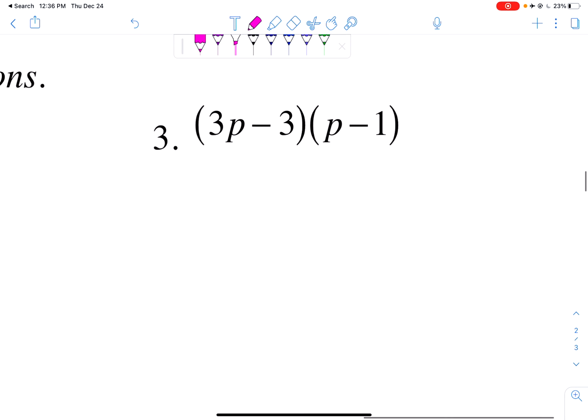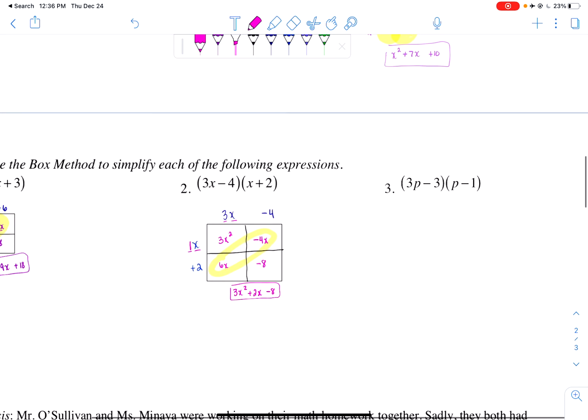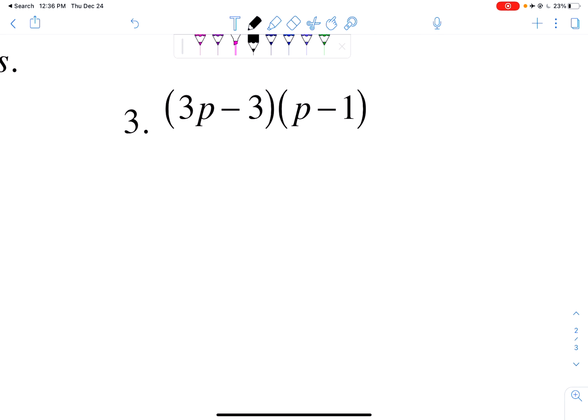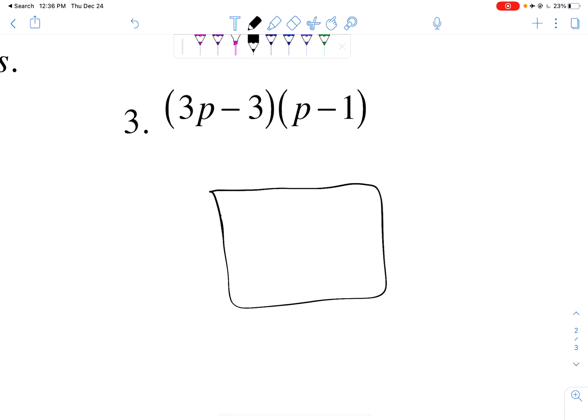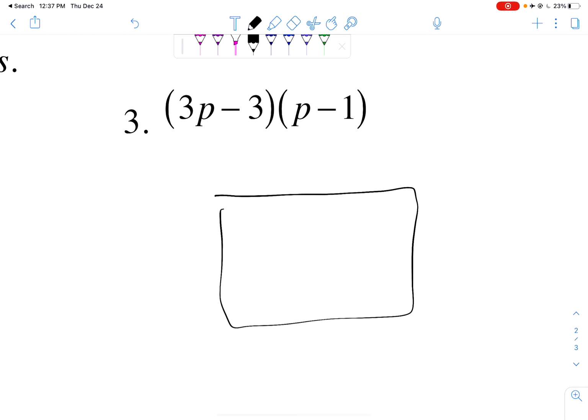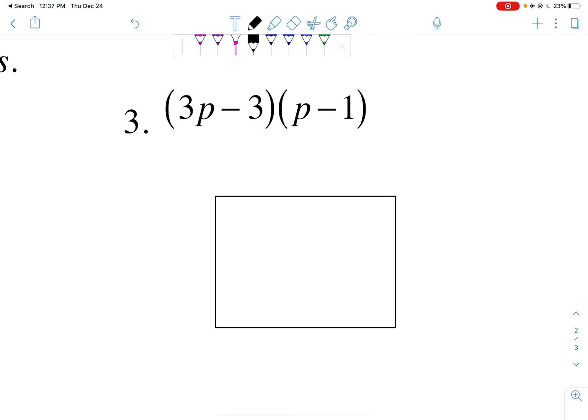Last but not least, I have 3p minus 3 times p minus 1. So you're not always going to be given x's, but the procedure is the exact same. Draw your box with 4 squares. We draw a box with 4 squares. We put our 3p minus 3 wherever we want. We put our p minus 1 wherever we want.